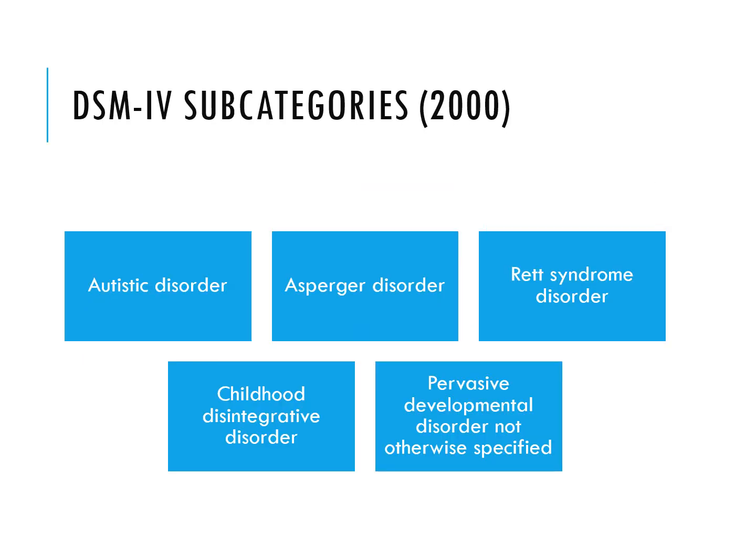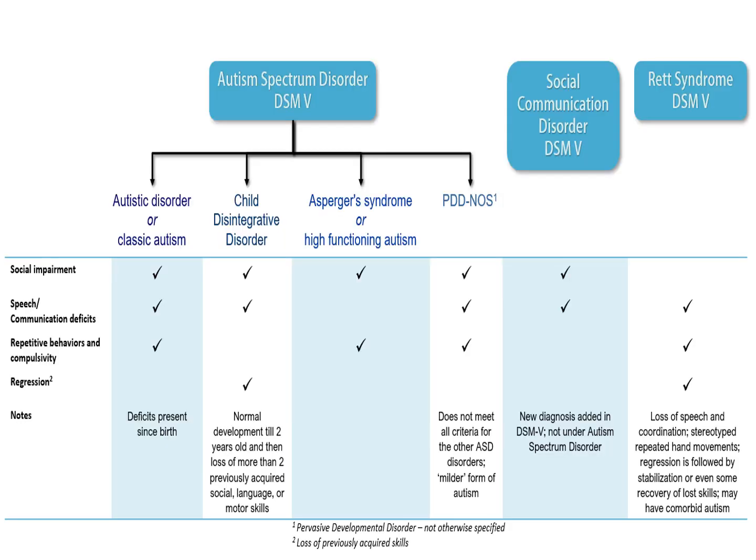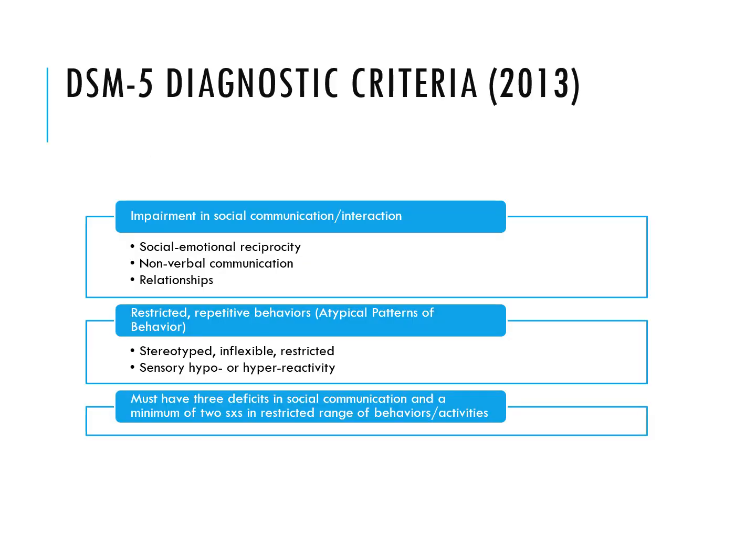The DSM-4 had autism with different subcategories, but when we jump ahead to the DSM-5, which came out more recently, it took all of those subcategories and grouped them together as autism spectrum disorder, with social communication disorder and Rett syndrome being outside of those. So for the DSM-5 diagnostic criteria, those previous subcategories were all grouped together under the broad term of autism spectrum disorder, and patients need 3 deficits in the first category and 2 in the second to meet the diagnostic criteria.